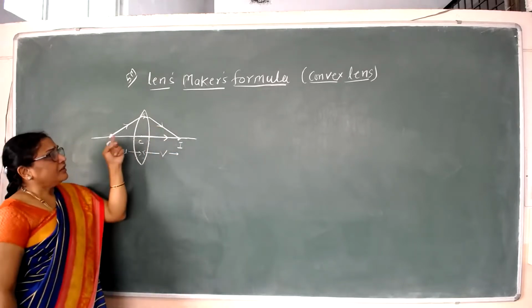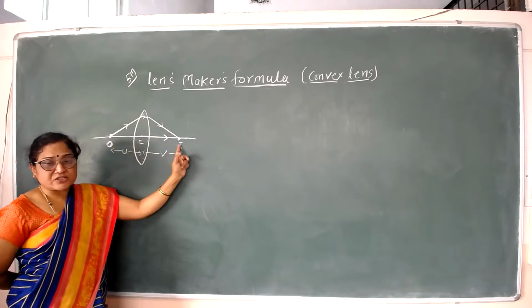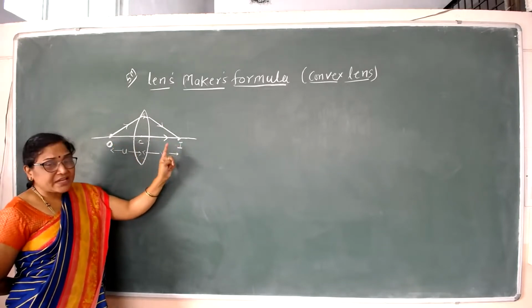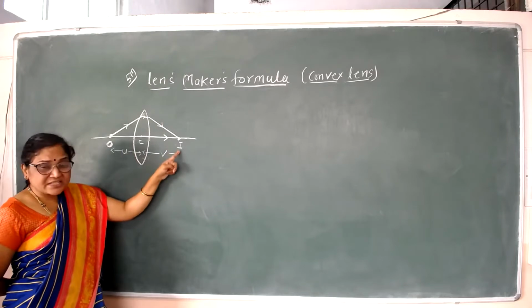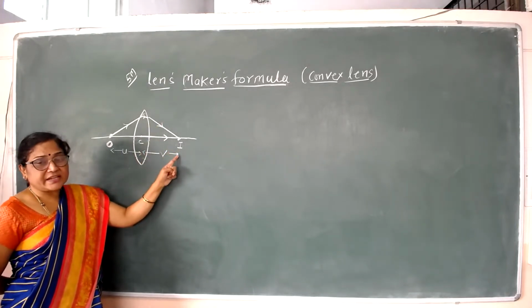So here, the point object is there, so the image is also a point. Means the image is real. The image is found due to the refracting rays. So the image is real.